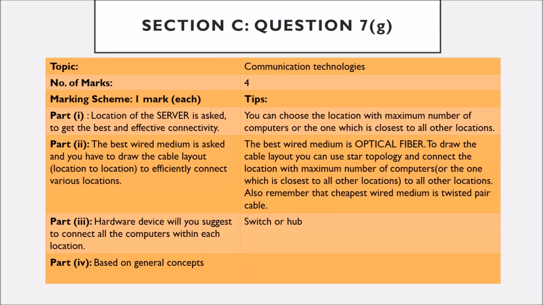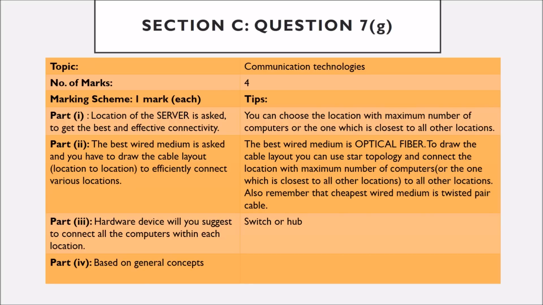Question number 7, part G, is of 4 marks and has 4 subparts. The first part in this question usually is asked on the location of the server to get the best and effective connectivity. You can choose the location with maximum number of computers or the one which is closest to all other locations.